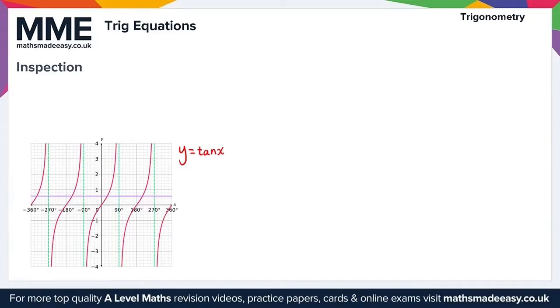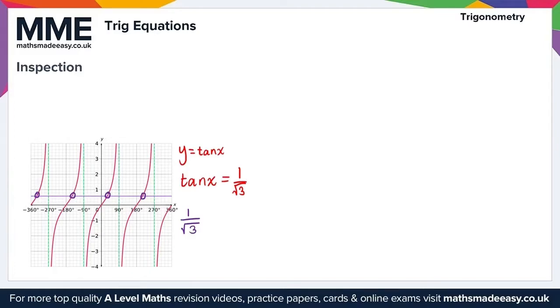So if we want to solve tan x equals 1 over the square root of 3, we're going to represent 1 over the square root of 3 using this purple line here. Like we can see, we obtain a few solutions. We obtain this solution here, where 1 over the square root of 3 intersects with tan x. And again here, and again down here, here, and this one here.